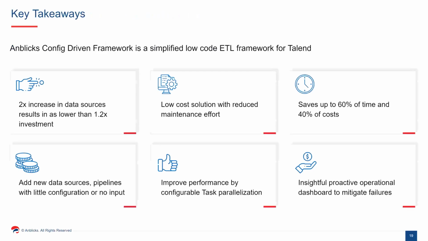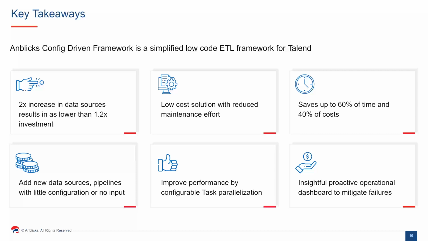So here are some key takeaways. While there is a 2x increase in data source, the development effort is proportionately lower, at 1.2x, which saves up to 60% of the time. Due to the unified framework code base, the maintenance effort is considerably reduced. Hence, it saves up to 40% of the maintenance cost.